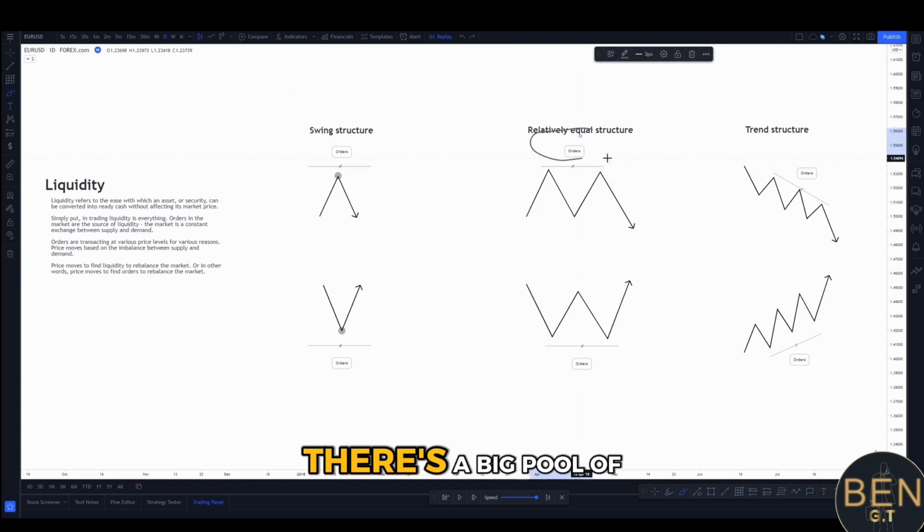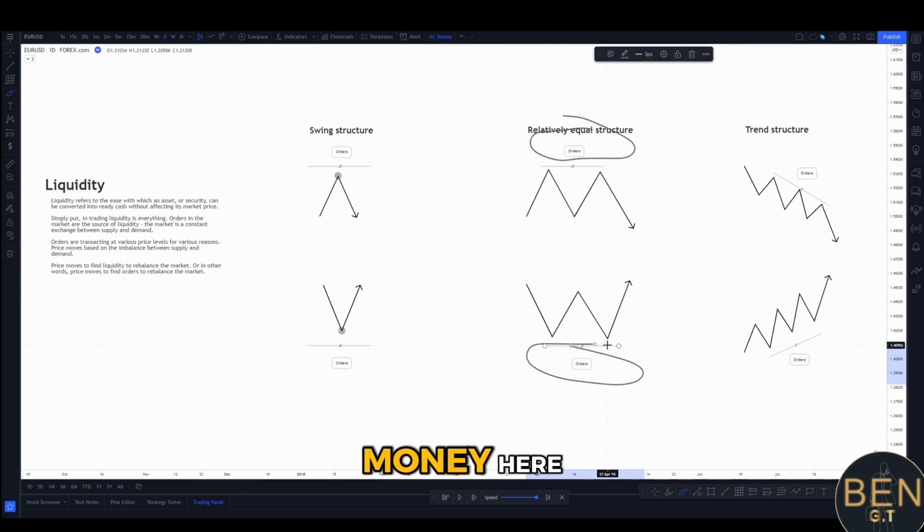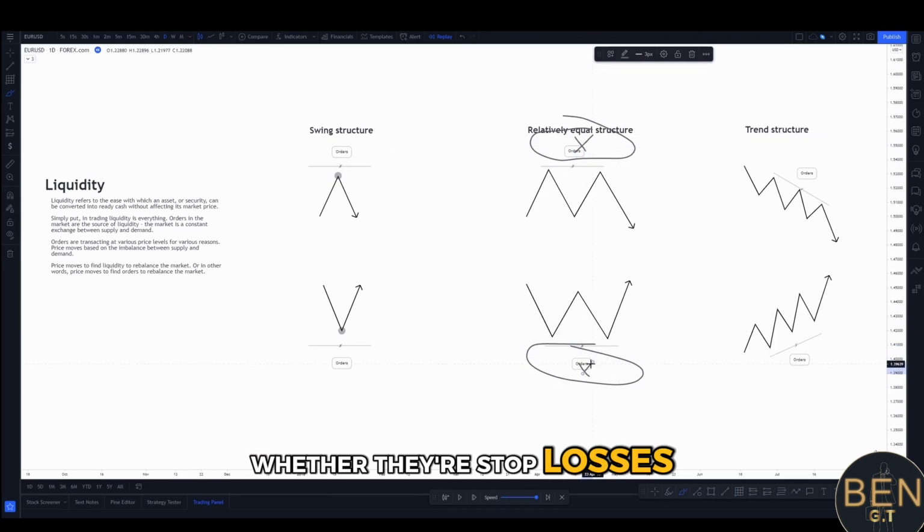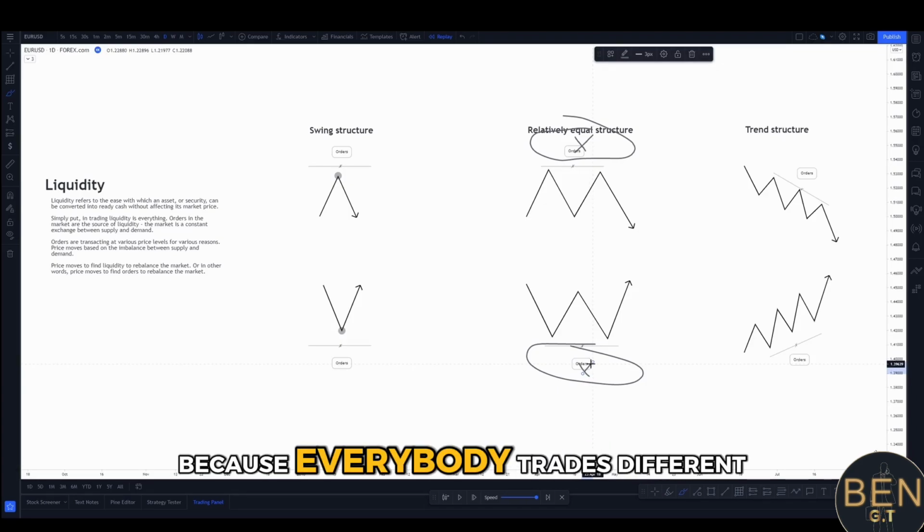At the end of the day, what does this translate to in the simplest terms that we possibly can? There's a big pool of money here. Orders, just think of it that way. There are a lot of orders sitting here, whether they're stop losses, whether they're buy stops, whether they're limit orders, you name it, they're there, because everybody trades different.